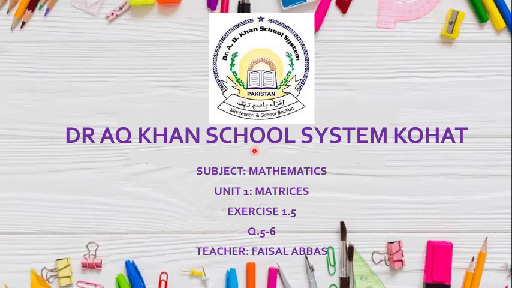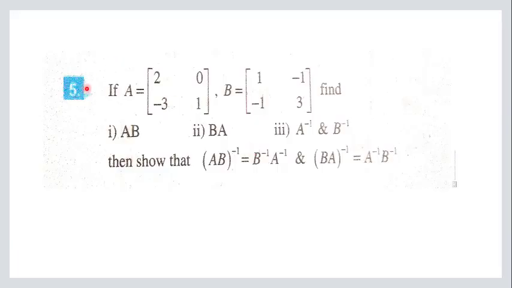This video is about subject mathematics of grade 9, unit 1 matrices, exercise 1.5, question number 5 and 6. Question number 5 is: if matrix A is equal to [2, 0; -3, 1] and B is equal to [1, -1; -1, 3], find number 1, AB.